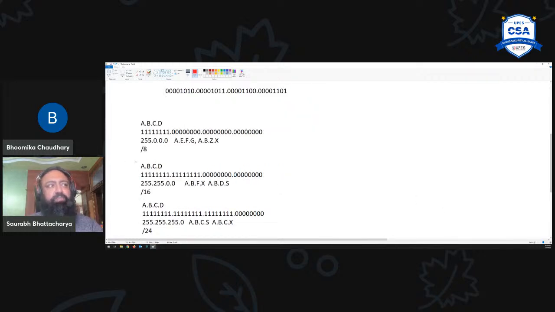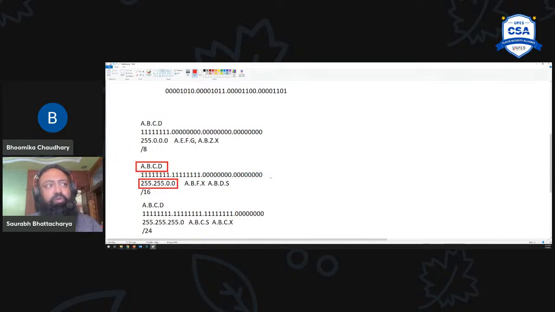Now, let's look at a second example. In this second example, I'm still taking A.B.C.D, which is the IP address. But this time, I'm taking 255.255.0.0 as the subnet mask. What do you mean by this? It means that the first 16 bits are 1 and the remaining 16 bits are 0.